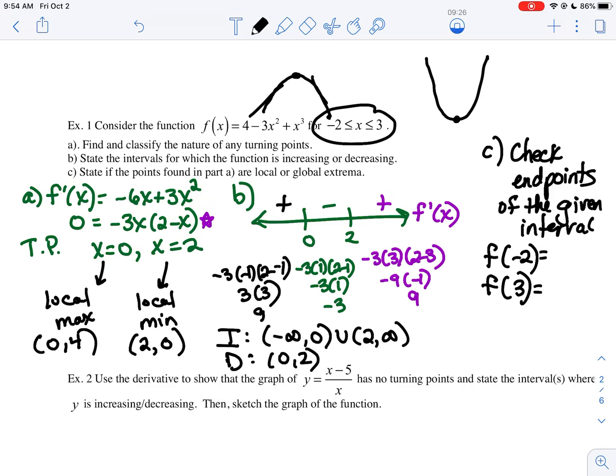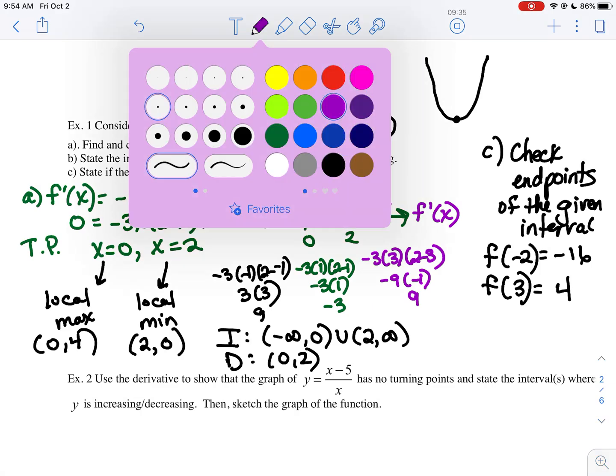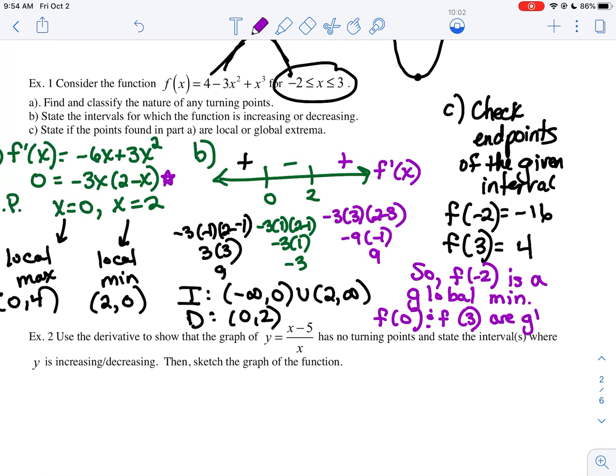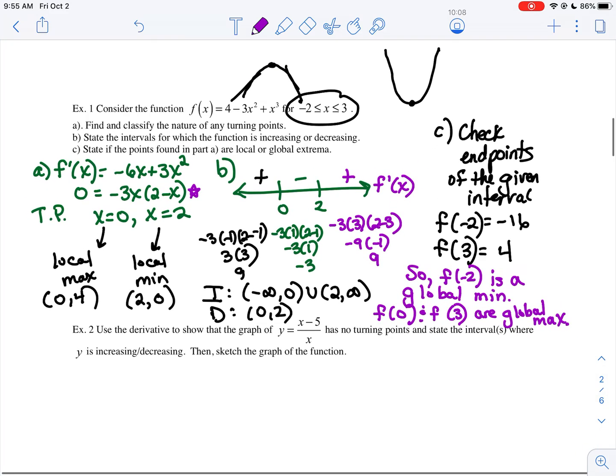So when I plugged in f of negative 2, I got negative 16. F of 3, I got 4. So what I want you to notice, f of negative 2 is a global minimum, and f of 0 and f of 3 are global maximums. And it is possible because they're in the same location.